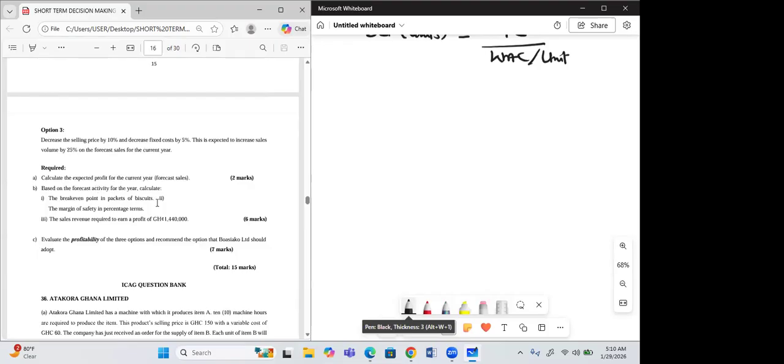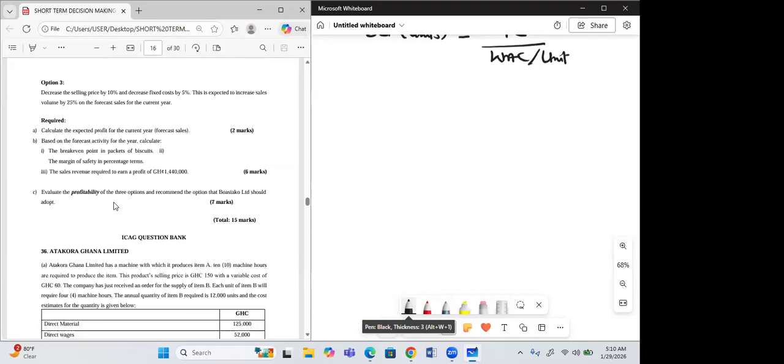A, you are to calculate the expected profit for the current year. Then B, based on the profit, calculate break-even points in units, the margin of safety in percentage, and the sales required to earn a profit of this. Evaluate the profitability of the 3 options. 15 cool marks.